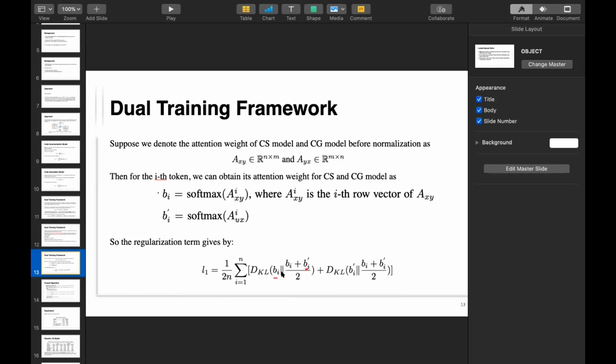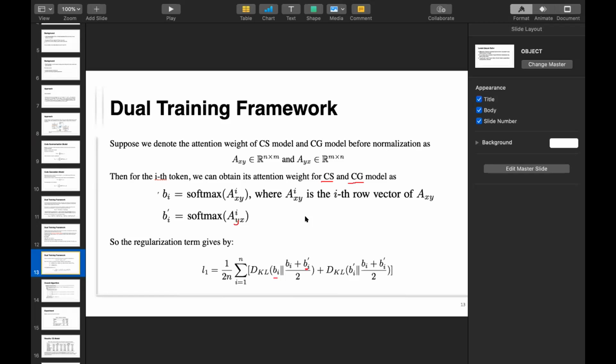No, because here AYXI is taking the ith vector of the AYX matrix. So BI is still okay. So BI is in another model. Maybe BI is for the CS model, BI prime is the CG model. Okay.